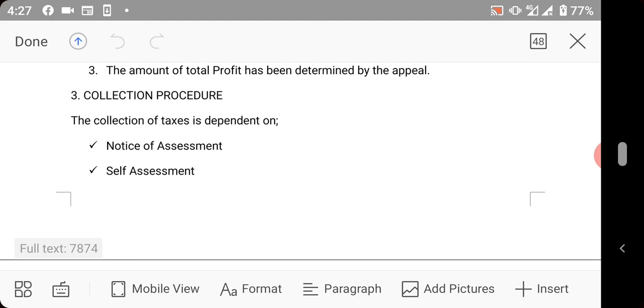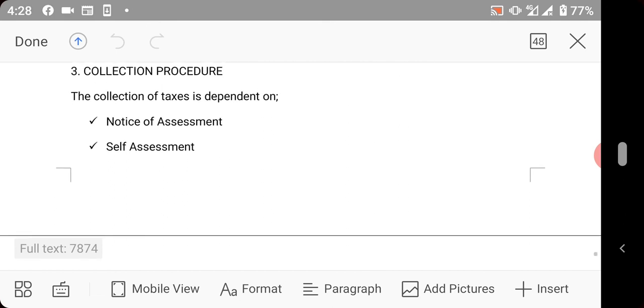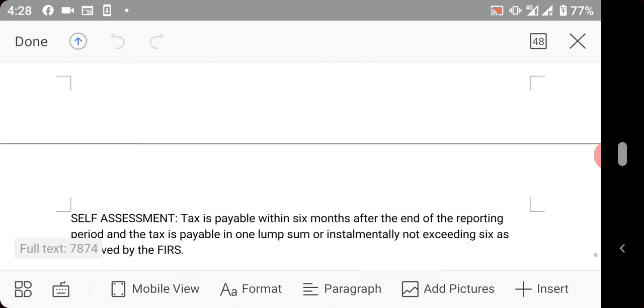So now look at collection procedure. How do we collect that? There are two bases on which we can collect tax. One is notice of assessment. I've said it earlier on. Another one is self-assessment. Now we'll look at this again.